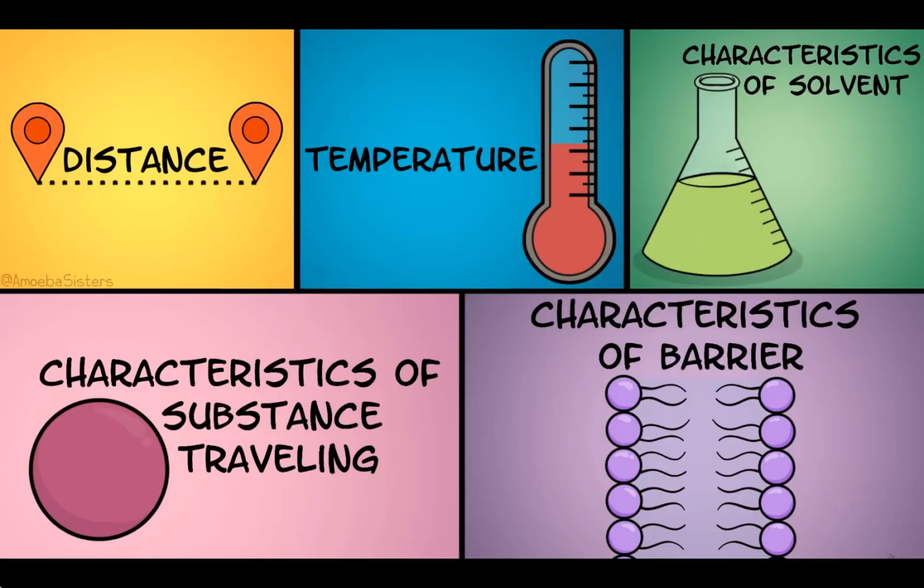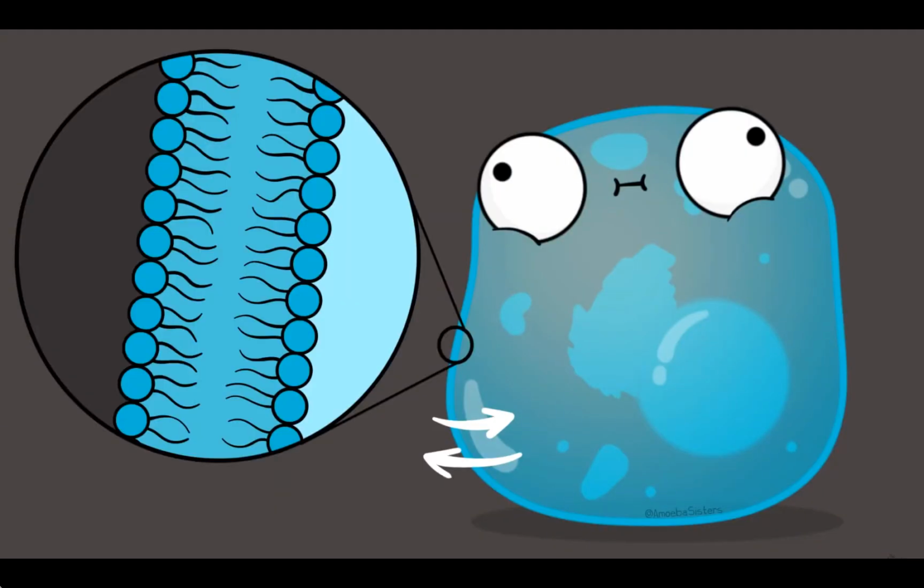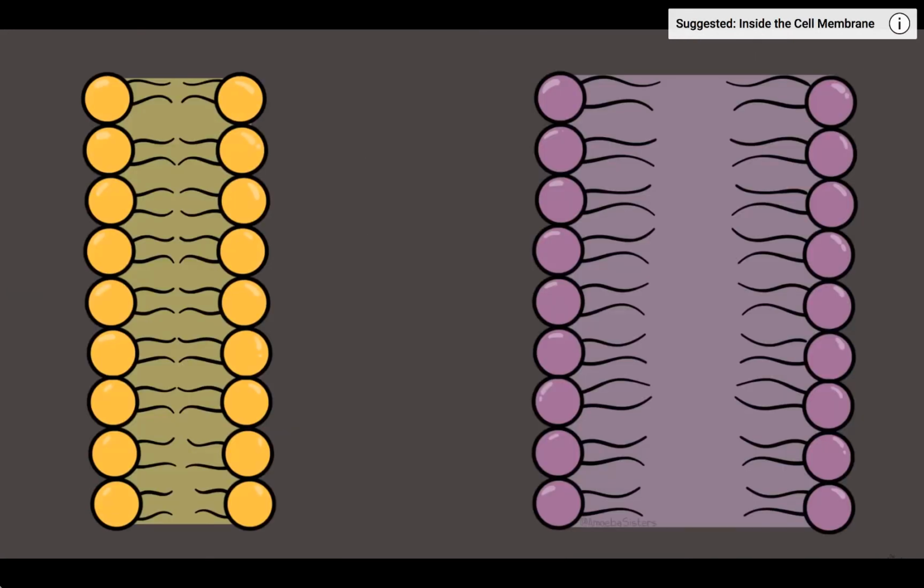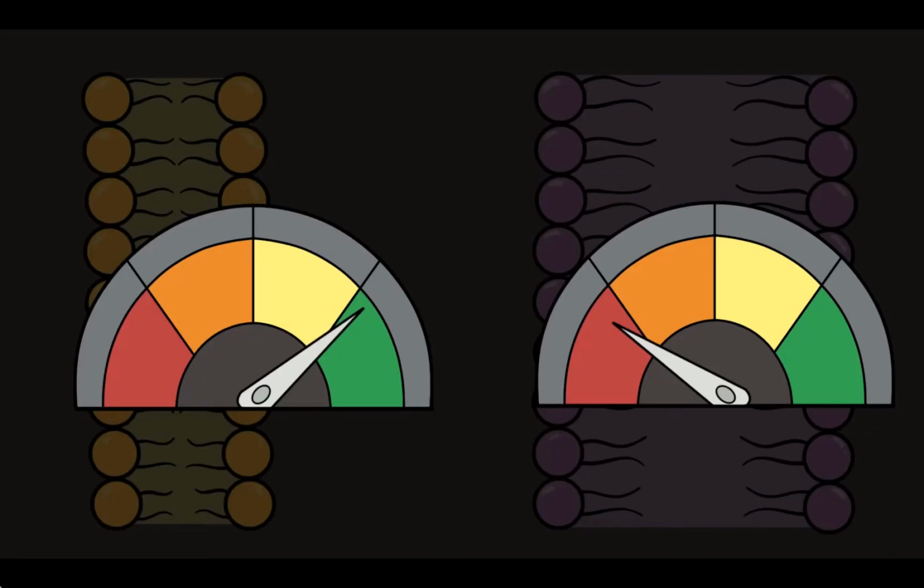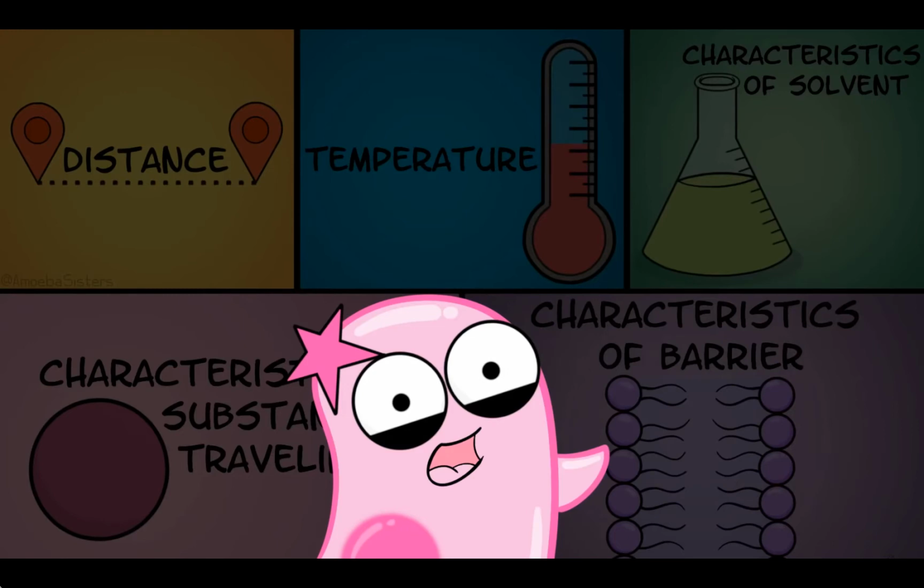Characteristics of the barrier, if diffusion is crossing a type of barrier. To explain that, let's consider diffusion across a cell, where the barrier would be the cell membrane. Small, nonpolar substances pass through a cell membrane easier than something large or polar. That will affect the rate of diffusion. The surface area and thickness of the cell membrane also will alter the diffusion rate. For example, a large surface area and thin membrane would generally allow a faster diffusion rate than a smaller surface area and thick membrane.